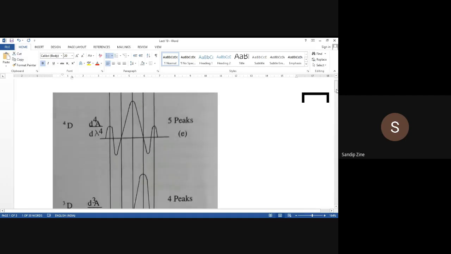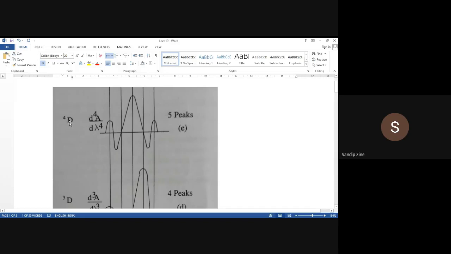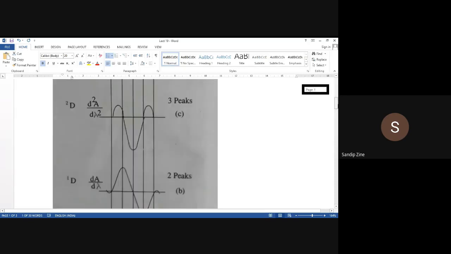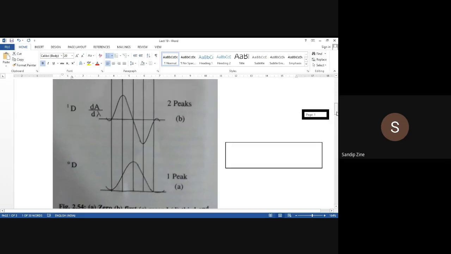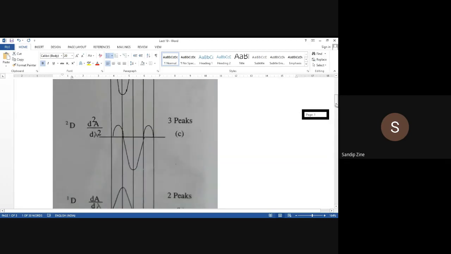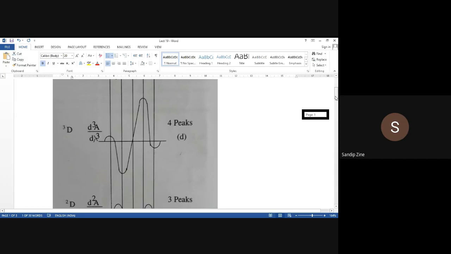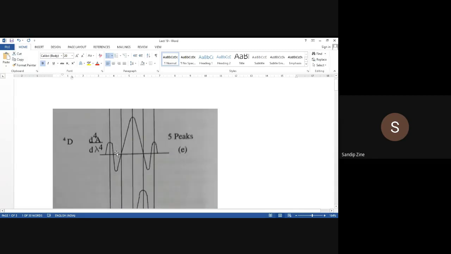Again we will move further: the fourth order derivative. We started from this normal spectrum, which is only a single peak. Then we scanned for first derivatization, then second, then third, and now the fourth. Here, if you observe the splitting pattern, d4A divided by d lambda raised to 4, we are getting 5 peaks: the first, second, third, fourth, and fifth.